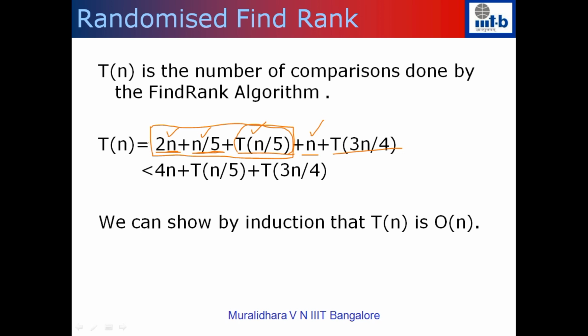In summary, we can upper bound the non-recursive work as 4n. So what I essentially get is T of n is smaller than 4n plus T of n by 5 plus T of 3n by 4. So we can show by induction that T of n is O of n. In other words, the deterministic find rank algorithm in fact works in linear time.